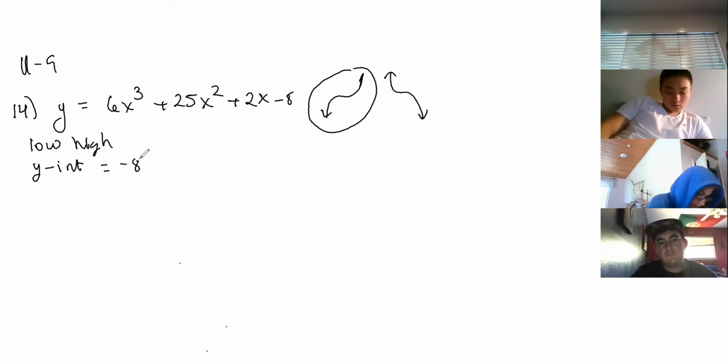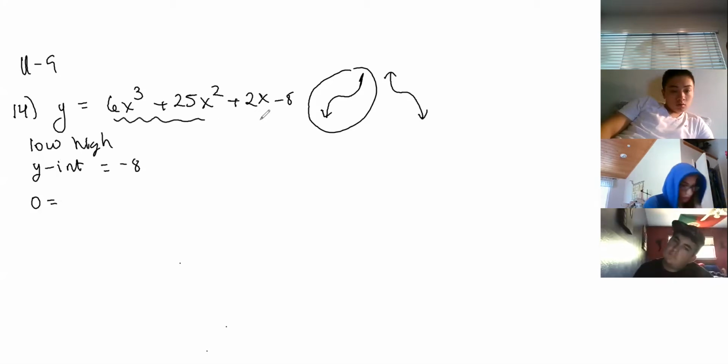And then we can find the x-intercepts. And how do we find x-intercepts? Make the equation equal to 0. I can't take out a GCF, but there's 4 terms, so should we try factor by grouping? But that's not going to work either.